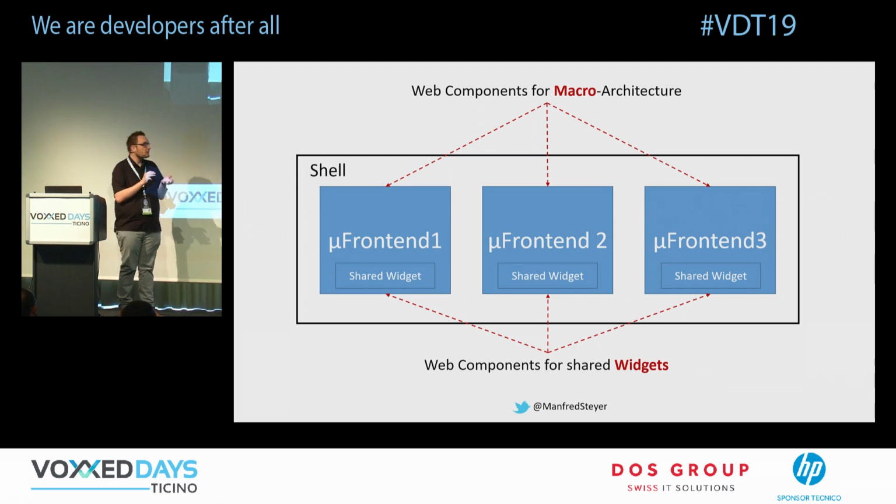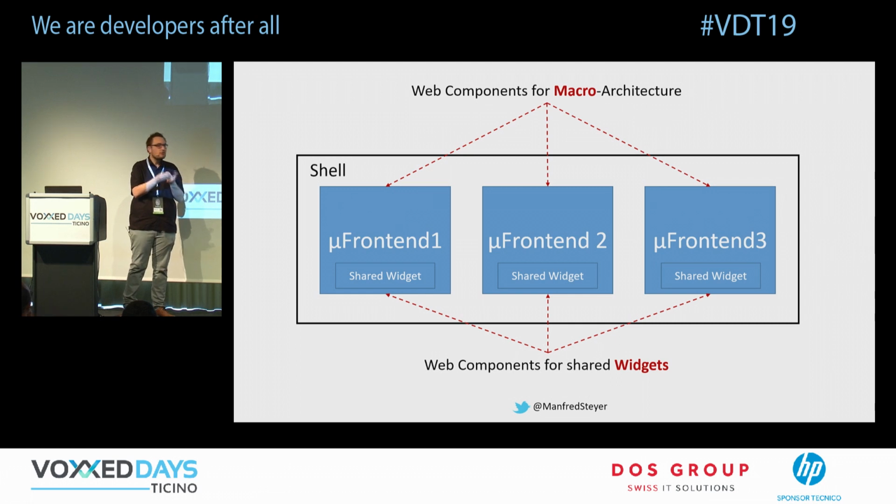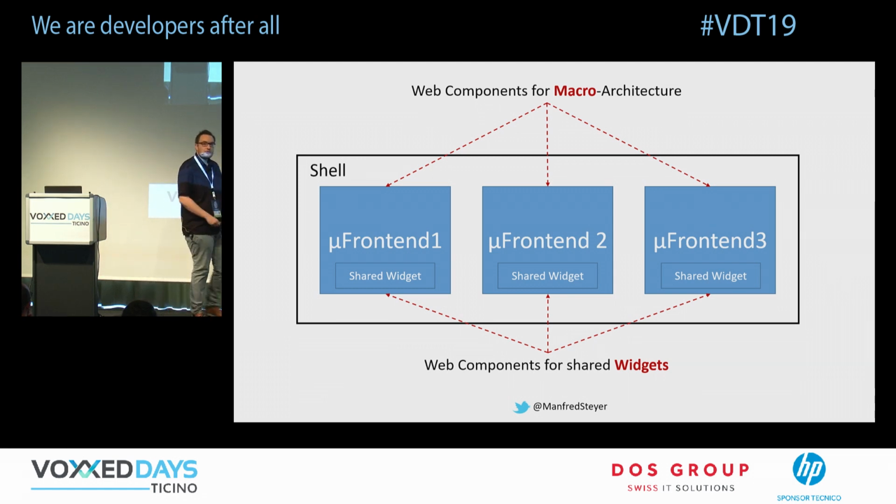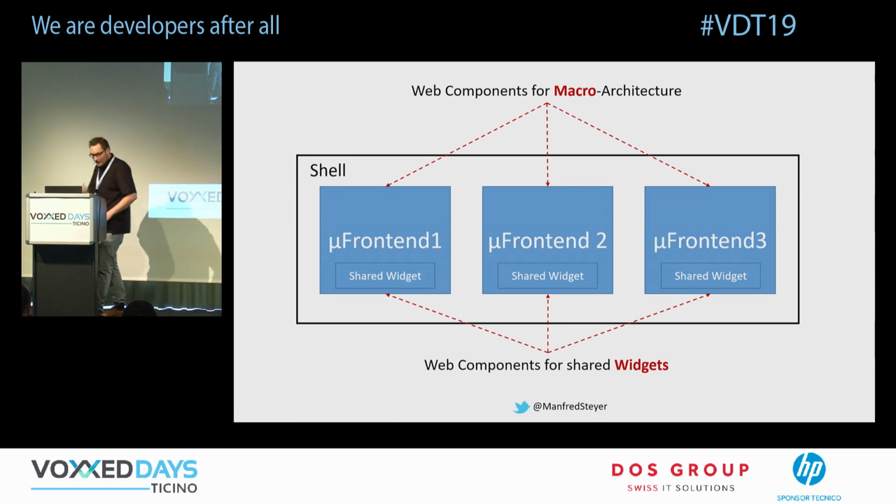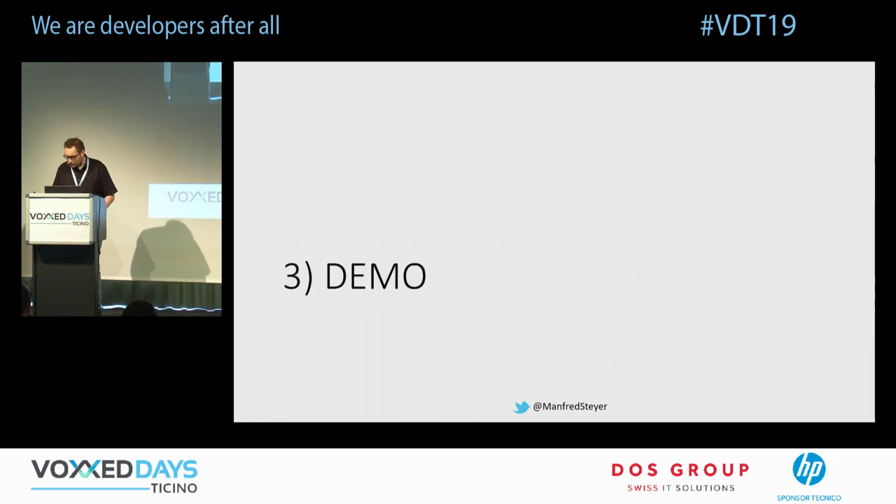And the nice thing here is you can use the same strategies for both, but you can also use completely different strategies. For instance, you could use an iframe for the macro architecture and web components for the micro architecture. Or you could use Shadow DOM for the macro architecture and just vanilla JS code for the micro architecture. And if everything is Angular, you can just use Angular components here to share your widgets. So let me show you a simple demonstration for this.